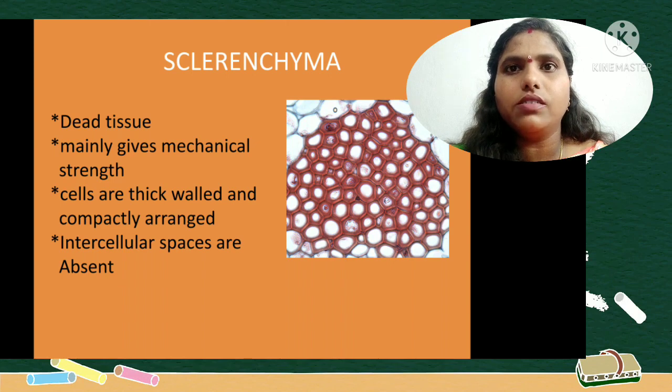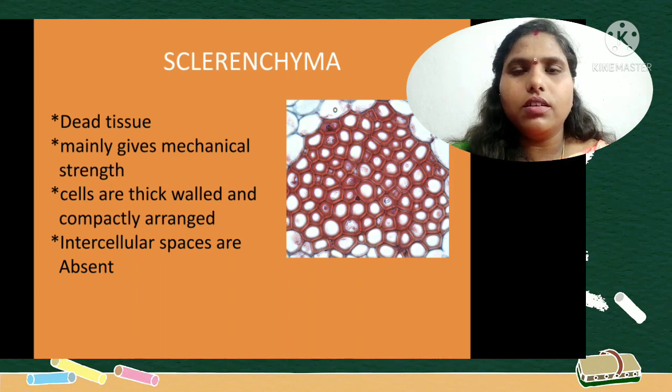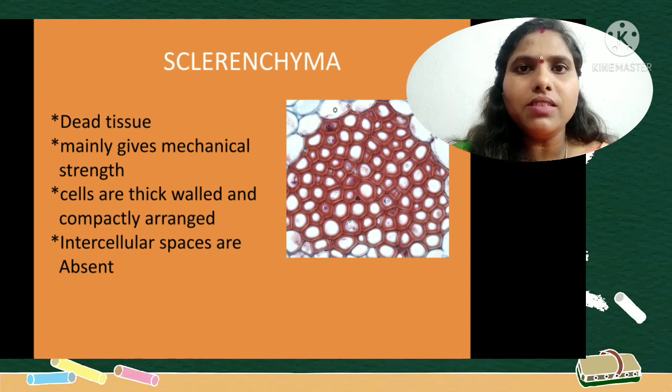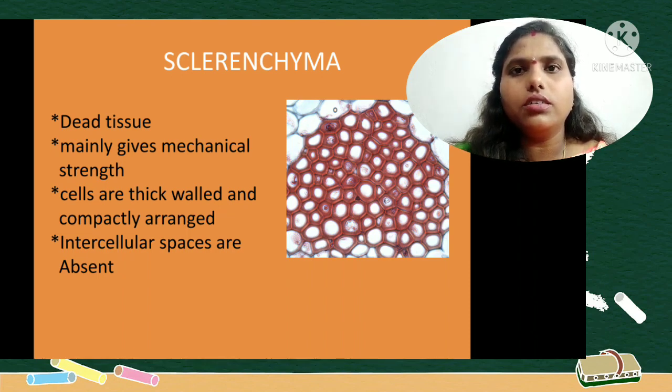The third ground tissue is sclerenchyma. Here sclera means strong. Here cells are compactly arranged. Mainly it is dead tissue. There are no intercellular spaces present, meaning intercellular spaces are absent. Cells are thick walled, and mainly this tissue gives mechanical strength to the plant.